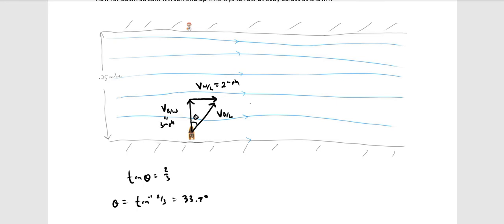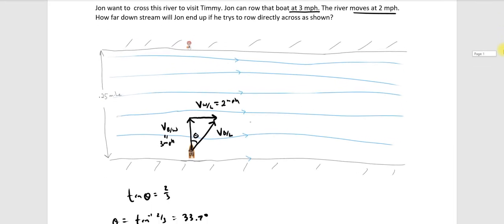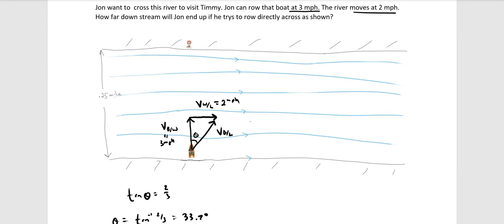Now, to actually answer the question, how far downstream does he end up? I'm going to draw another picture, because that's all about distances. So I'm going to draw another triangle here. And that distance right there is what it's asking for, how far downstream John actually ends up. Now, that's a different triangle than this one. This one was the triangle about the velocity vectors, but that angle is the same. This triangle has all the same trig ratios. So this side is opposite theta.